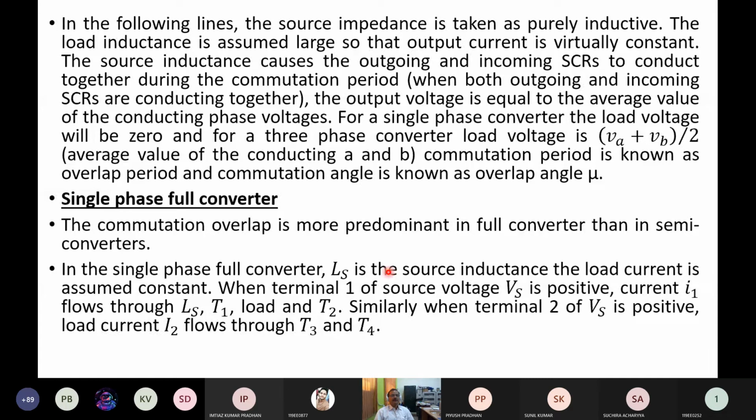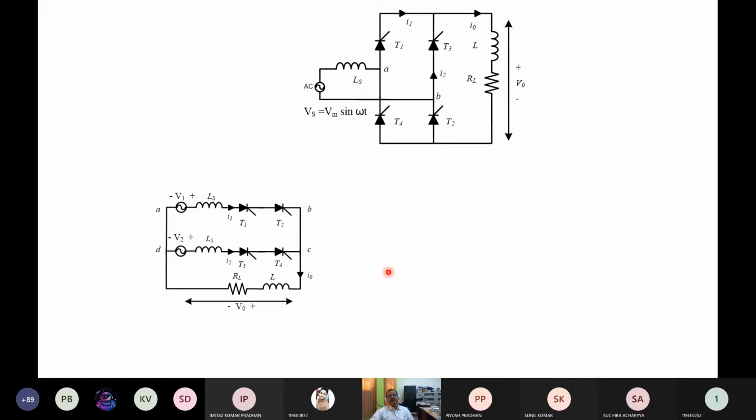So basically, the inductance is causing the performance of the converter to change. Because of that inductance, for a particular instant of time, all the switches are conducting. Because in a resistance, the current can change instantaneously. But for an inductive source, definitely there are RL source.